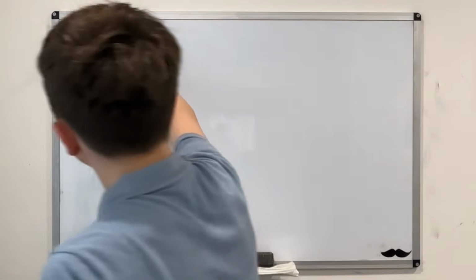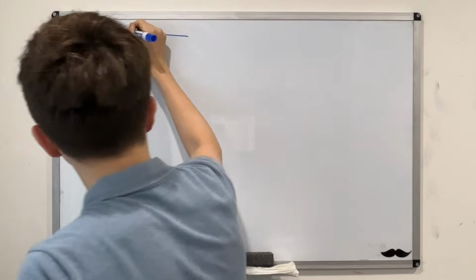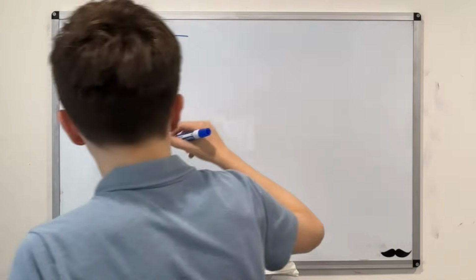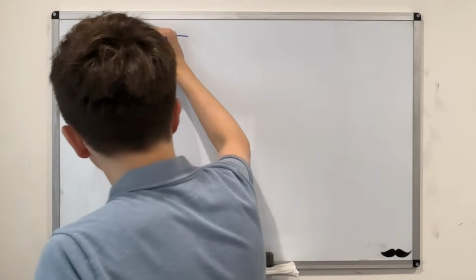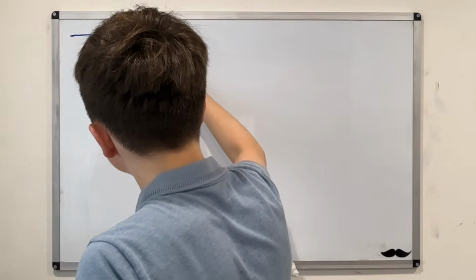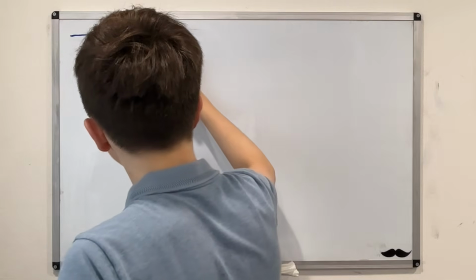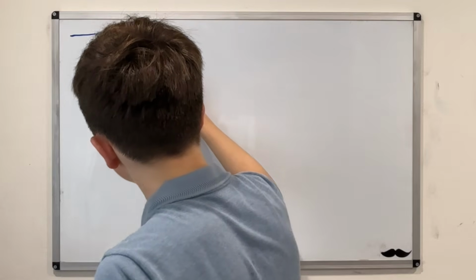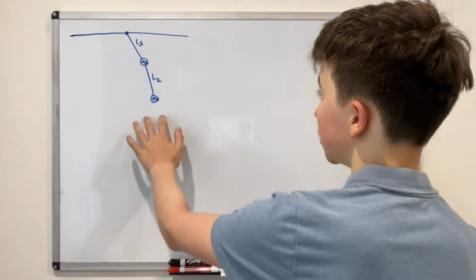So the double pendulum begins with a seemingly simple setup. So we have a ceiling. So we have a rod of length L1 attached to a bob of mass M1 attached to a particle. Then we have another rod of length L2 attached to another particle or bob of mass M2. So this is a double pendulum.